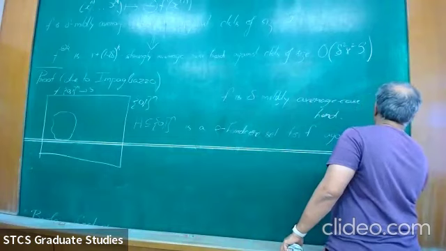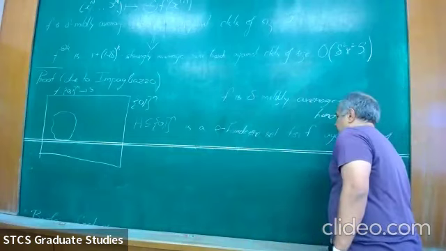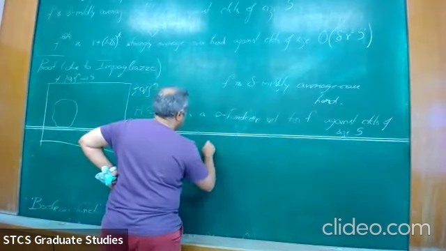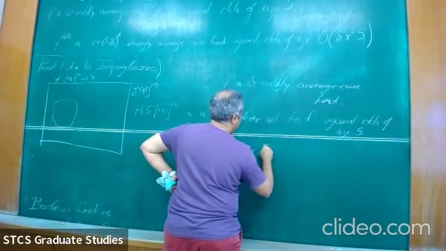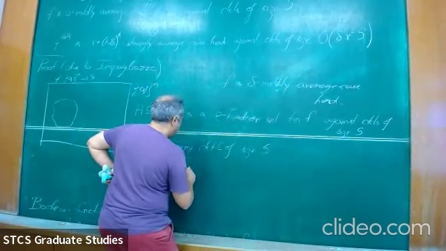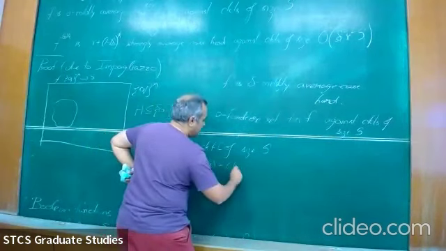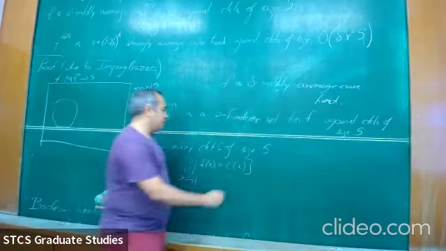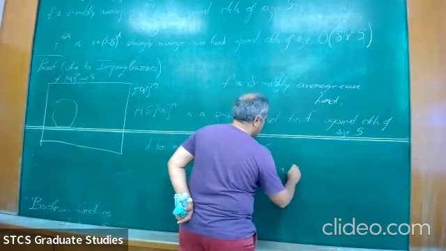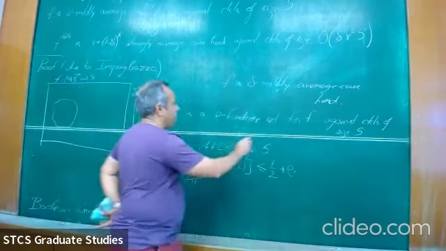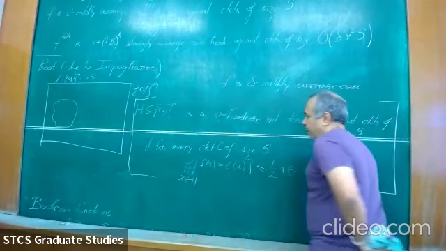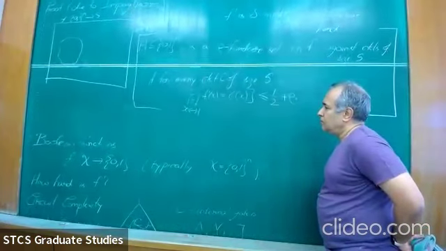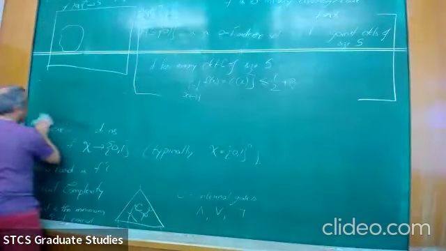against circuits of size S, if for every circuit C of size S, the probability that f(x) equals C(x), but I'm not considering it on the whole set, I'm considering it only on the hardcore set, is at most half plus rho. And this should be now obvious. Let's write one statement.